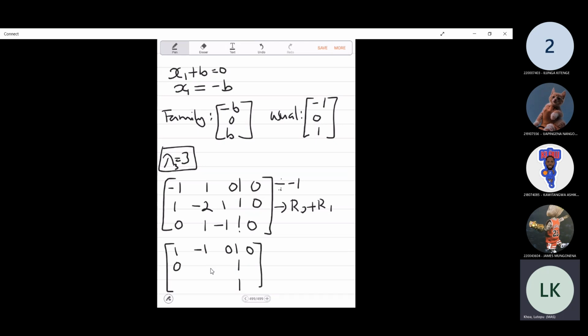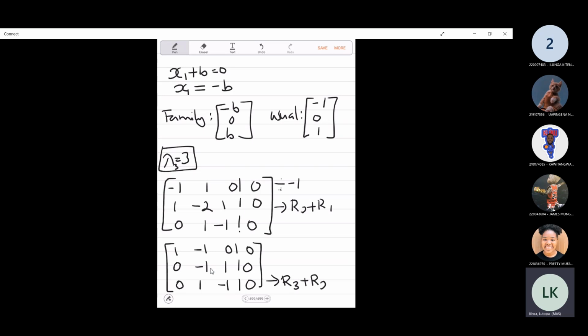This is 0, minus 1, 1, 0. And this is 0, 1, minus 1, 0. Say row 3 plus row 2. You'll see that here I have everything is equal to 0.